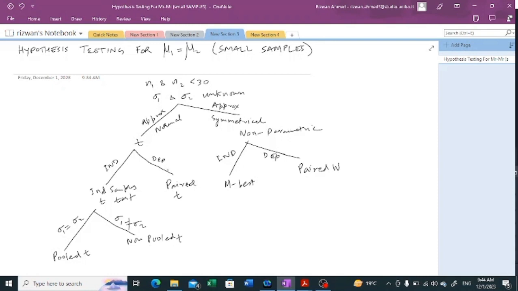In case of a dependent samples approach, if we identify after looking at the question that the data structure indicates that this is the case of dependent samples, then we have to go for paired T test.